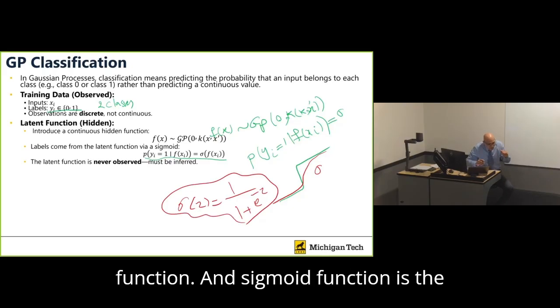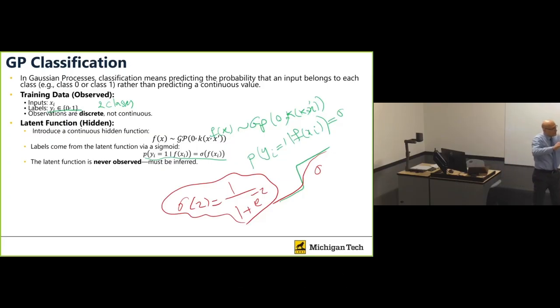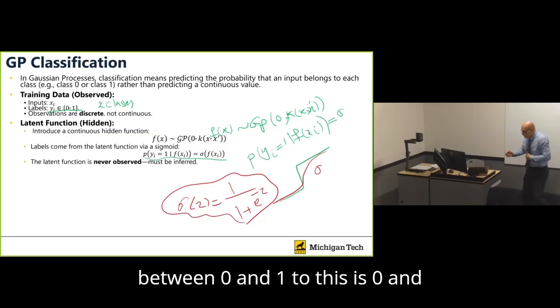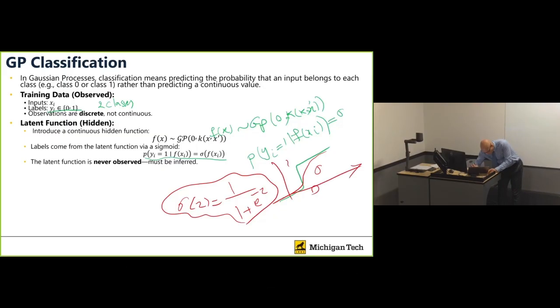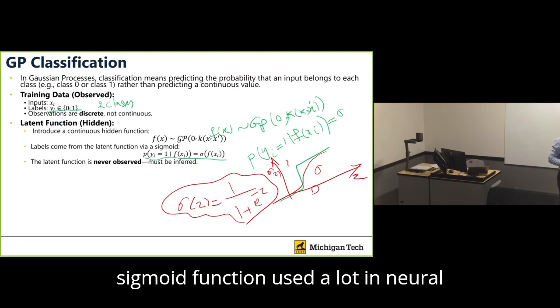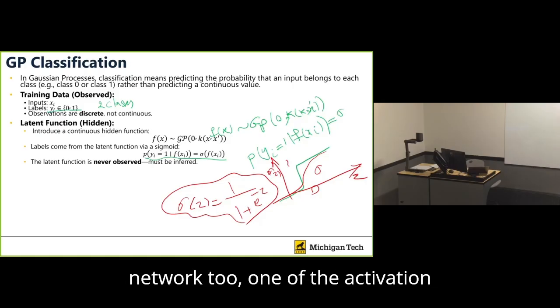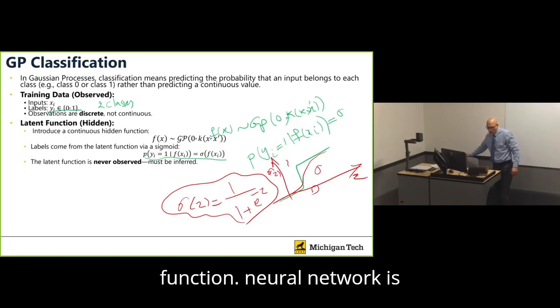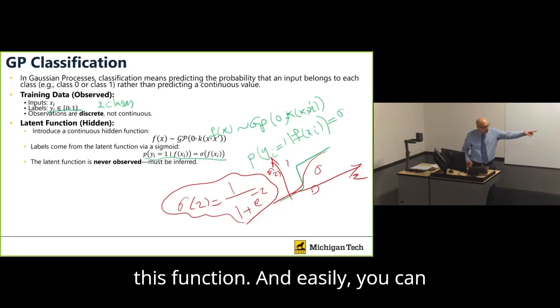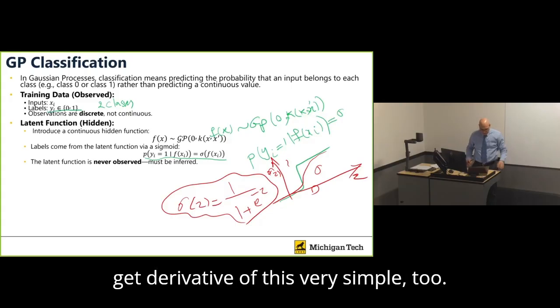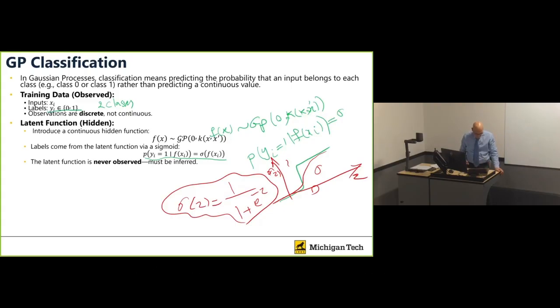And the sigmoid function is the best fit, especially when you want to make it between 0 and 1. If you draw this, this is sigmoid of z, and this is z. The sigmoid function is used a lot in neural networks too. One of the very important activation functions in neural networks is this function, and you can easily get its derivative, very simple too. Okay, anyway, we're not going to go in that direction.